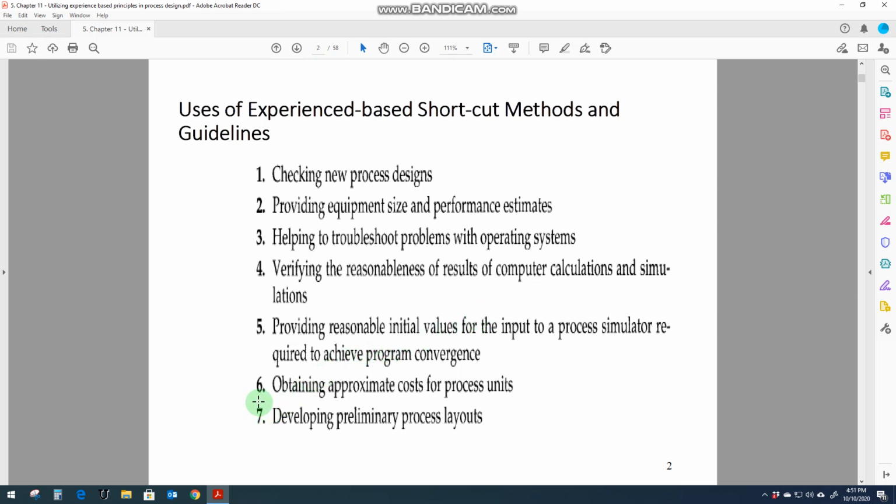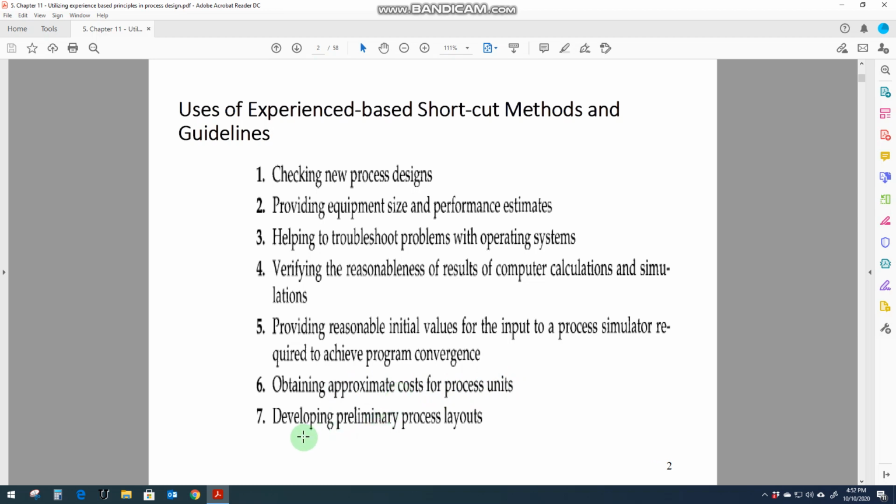Number six, obtaining approximate cost for the process units. Here you can also use some cost estimation techniques, and there could be some heuristics to estimate the cost of any process or the utility by simply looking at the flow rates or the simple data that we have in the literature. Okay, so we will see what the direct estimates or the equations are that we can use to get the values for the cost and to analyze the process economics.